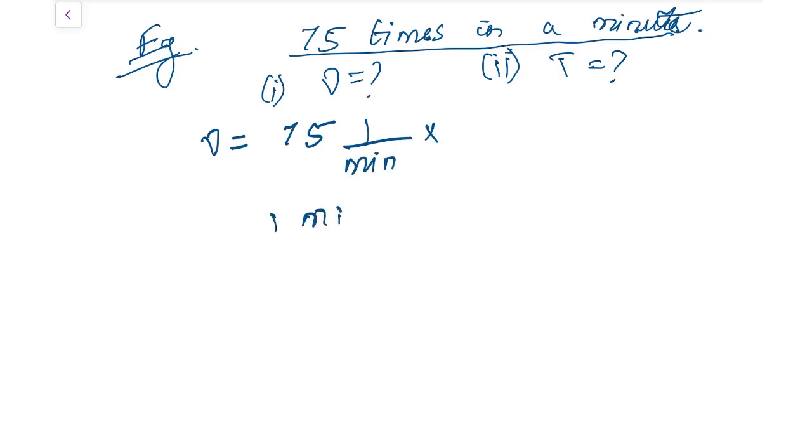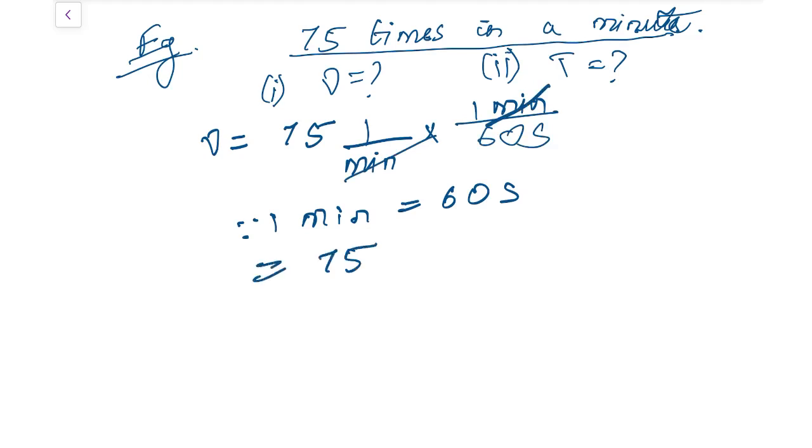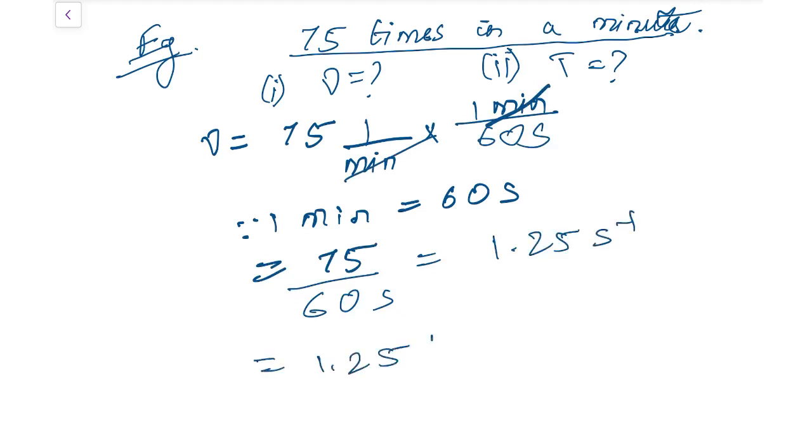So how many seconds are in 1 minute? 60. All right. So we see minutes cancels out. So it is 75 over 60 seconds, which gives us, if we were to solve, 1.25 second inverse or 1.25 hertz. That is your frequency.